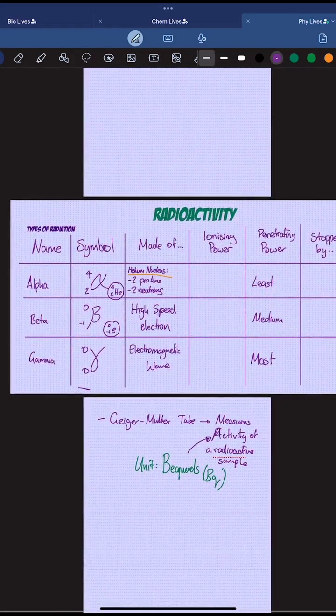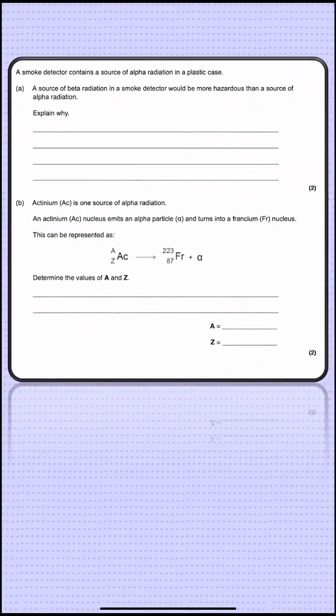Good. Table's looking good. We're nearly done with the table. Okay, another exam question now. So we've got a smoke detector this time. Question's asking, why is a source of beta radiation in a smoke detector more hazardous than a source of alpha? So why is beta more hazardous than alpha? This is not A-levels, no, it's GCSE, but this top question could be an A-level question. Beta travels far in air, whereas alpha doesn't. Sounds good.